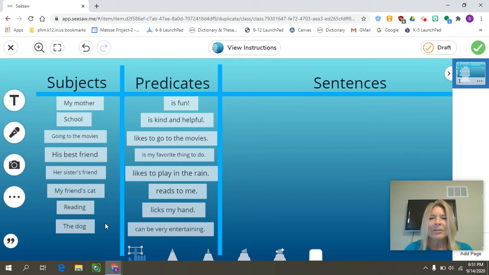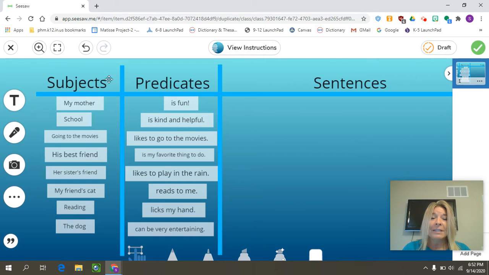Hello, second graders. We are going to work on a skill called identifying the subject and predicate of a sentence. It's a language skill that is going to help us with our writing, but also when we're reading, we need to know when we are reading a complete sentence or an incomplete sentence. A sentence is a complete thought. It has to make sense. And for that to happen, it has two parts. It has a subject and a predicate.